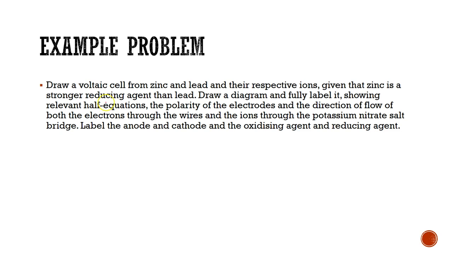So we've been asked to draw a voltaic cell, and you'll notice that the terms voltaic and galvanic cells are used interchangeably, and we'll get to that. From zinc and lead and their respective ions, given that the zinc is a stronger reducing agent, so remember the reducing agent is always oxidized, so this is going to be my anode, then the lead, which will be my cathode. Draw a diagram, fully label it, showing half equations, the polarity of the electrodes, and the direction of flow.